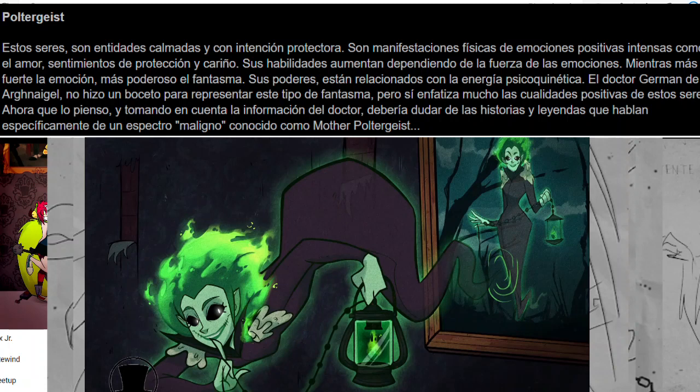Poltergeist, Type 7. These beings are calm, with protective intent. They are a psychological manifestation of the energy of love, feeling, and protection. Their ability and strength is emotion: the stronger the emotion, the more power the ghost has. Their powers connect to psychokinetic energy. Dr. German Nagel did not make a sketch of this type of ghost, but he has very positive views about this version of a poltergeist.